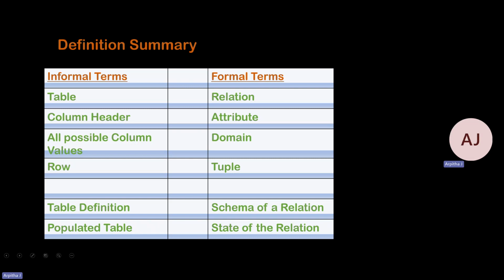Fine. Next is row. Row, the formal name is tuple. A table definition, you call it the schema of the relation. And its populated data is nothing but the state of the relation. That means how many tuples are in that particular table at that current time, you call it the state of the relation. This is a simple summary of formal terms and informal terms.